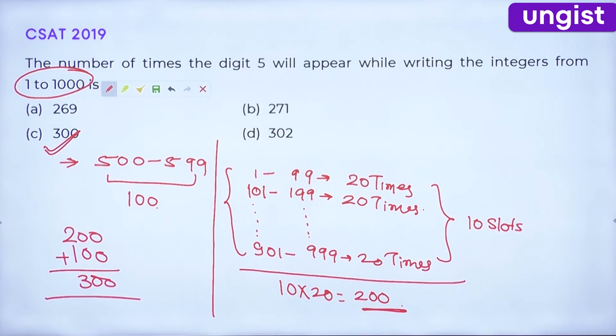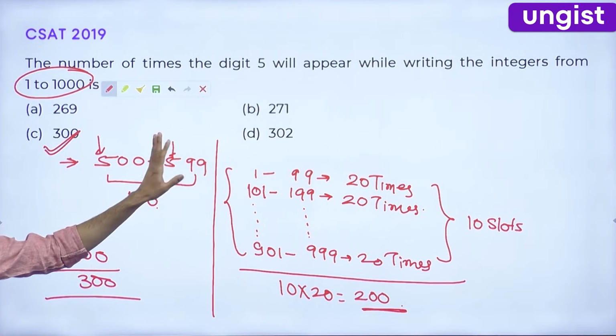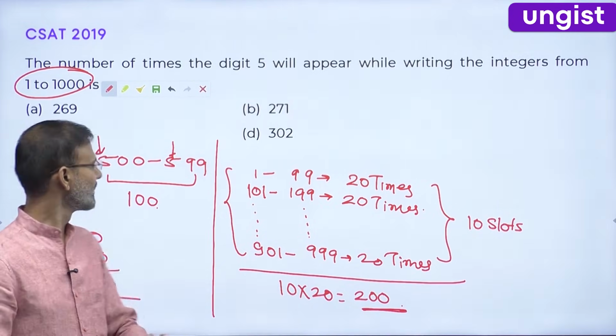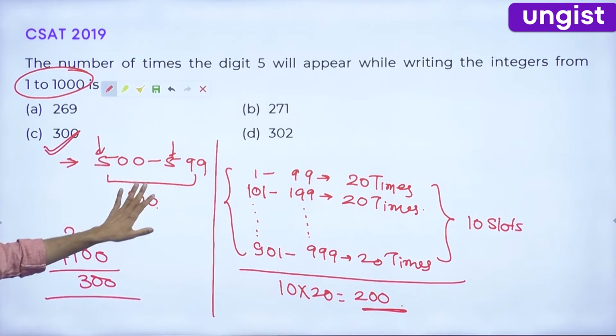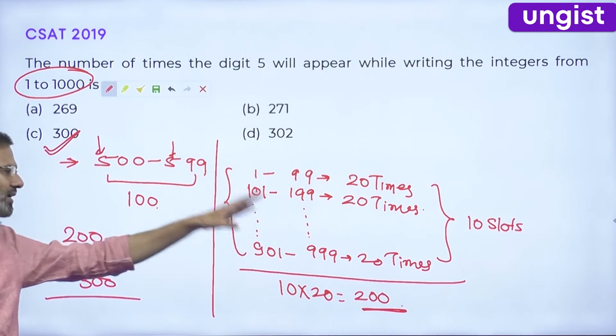Mohit is saying, but sir, 500 and 599 is already counted. No, Mohit, here we are counting only hundreds place 5, not tens, not the units place. Please mind it. That's why we have solved the question in silos. Tens place, ones place, and hundreds place.